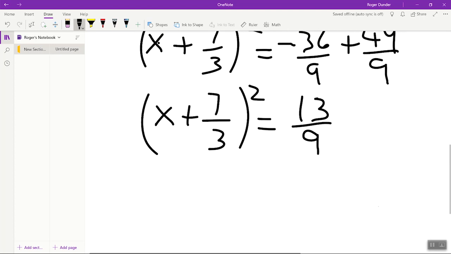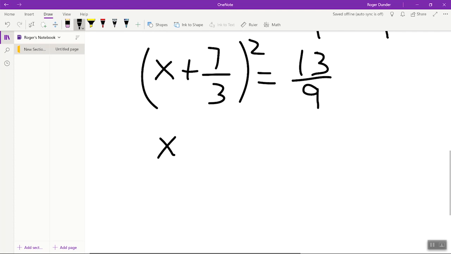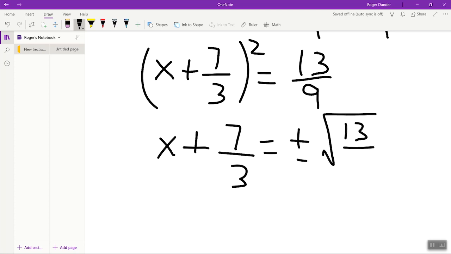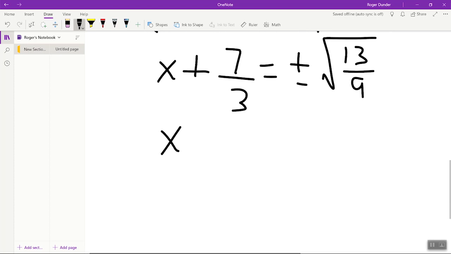And now we take the square root of the left and the square root of the right. Square root of the left becomes x plus 7 over 3. Square root of the right is plus or minus the square root of 13 over 9. And so what do we have here? We have x is equal to negative 7 over 3 plus or minus the square root of 13 over 9.